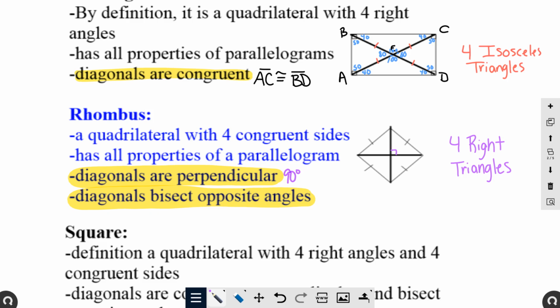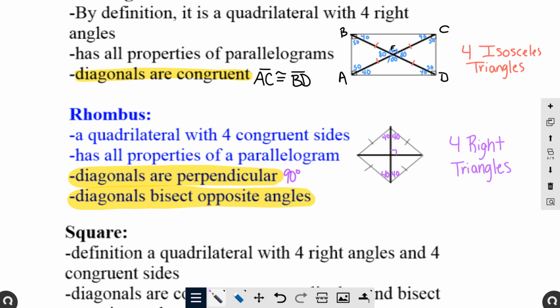Now the other thing that's true is the diagonals bisect opposite angles. What does it mean to bisect angles? Cuts it in half. So let's go with the same thing with 40. Let's say this one up here at the top is 40. Well, that means the one right beside of it should also be 40. And because this follows a parallelogram, we know that opposite angles are congruent. So these bottom two angles are going to be 40 and 40.